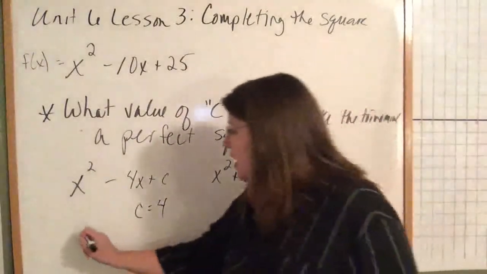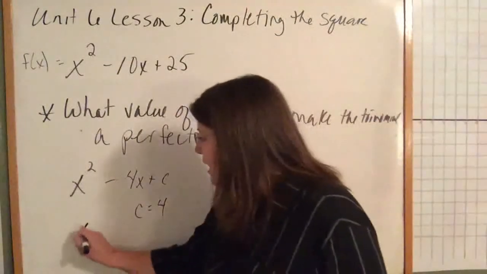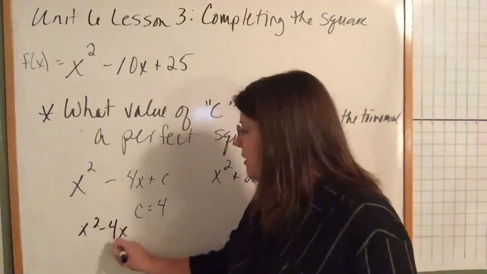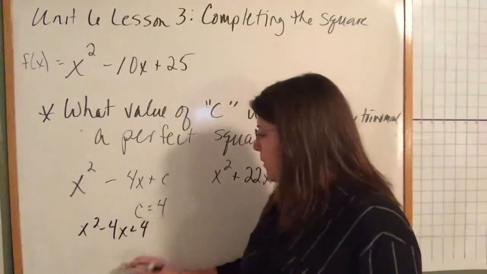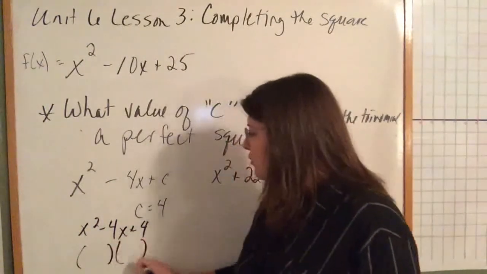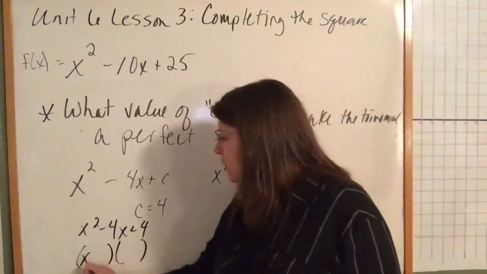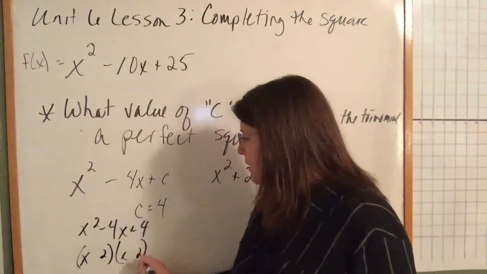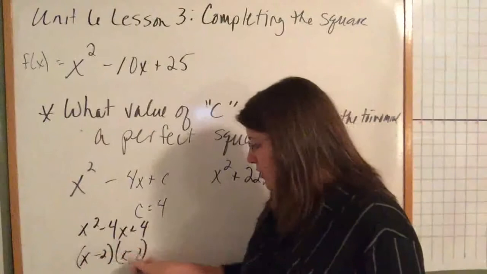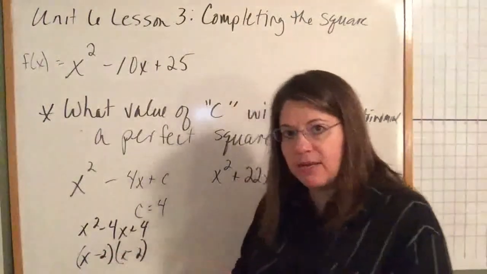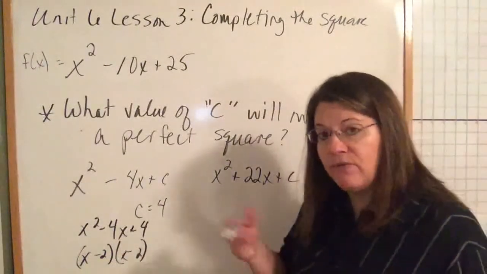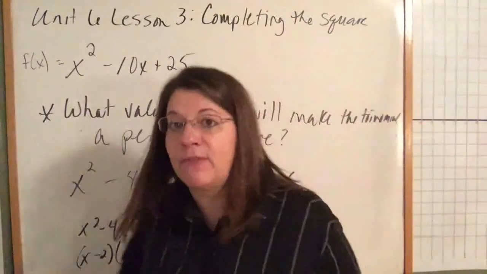Now we could check ourselves. If I put a 4 there, x squared minus 4x plus 4. Well, if I do a perfect square, what factors of 4 add to give me 4? Well, that's 2 and 2. The sign tells me they're the same and they're both minus. So (x minus 2) times (x minus 2). That is a perfect square. So we found the c value that forces it to be a perfect square.